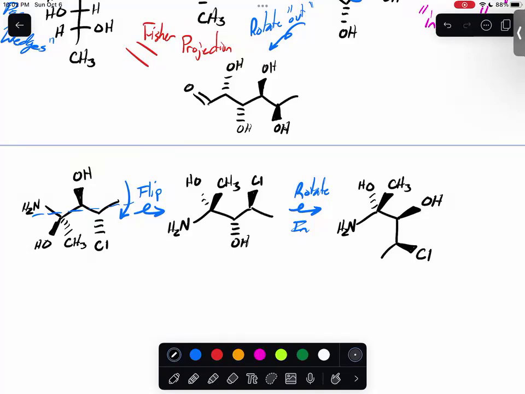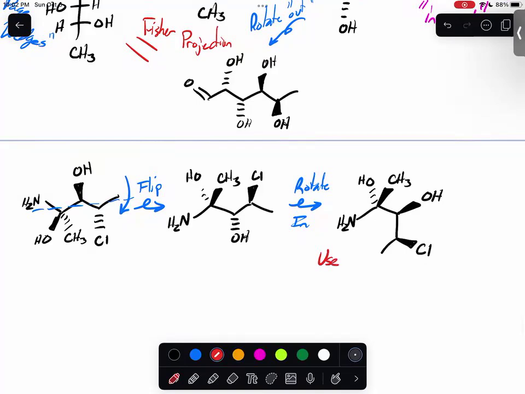Now, I highly recommend using a model kit to understand this part, because it's hard to show on paper, and I don't want to draw out all of these rotations considering it won't be on your quizzes or your exams. It's just a useful piece to know for biochem in the future.